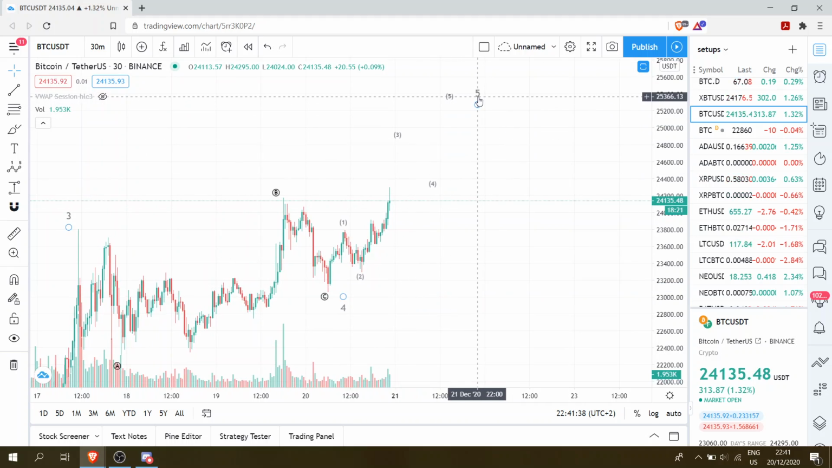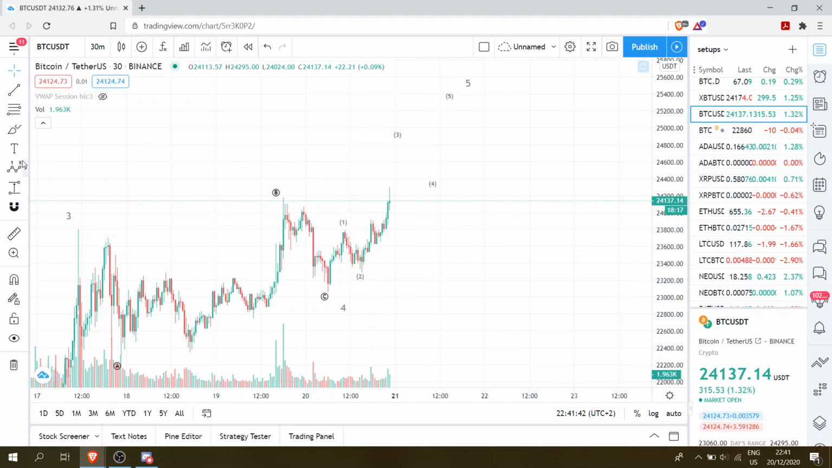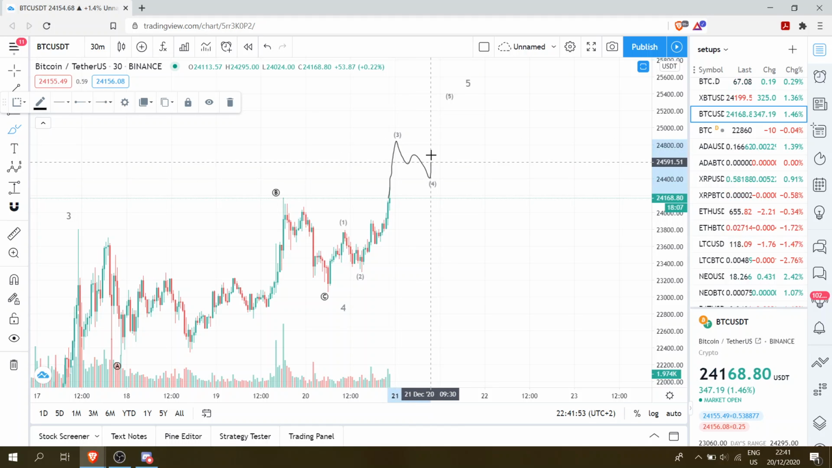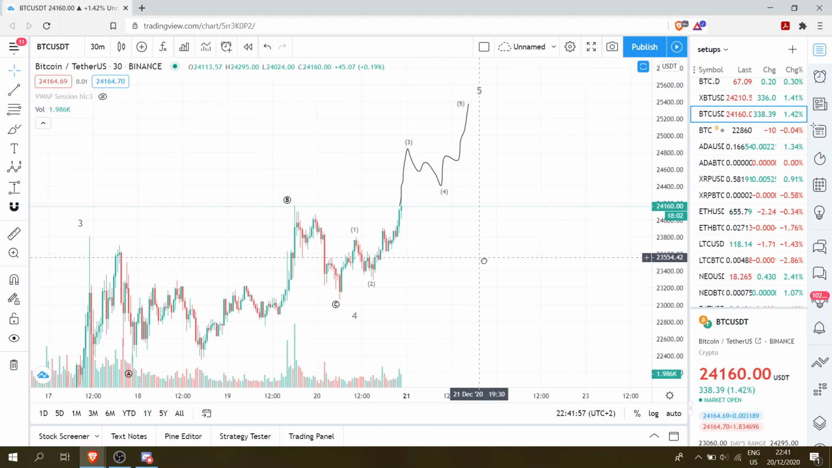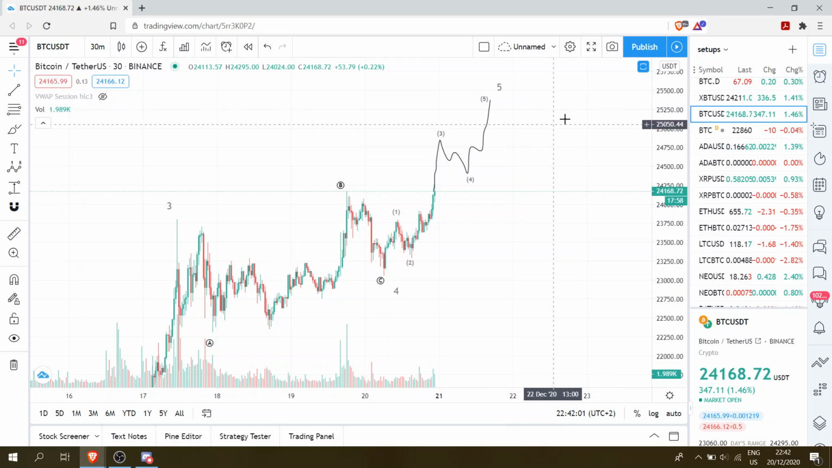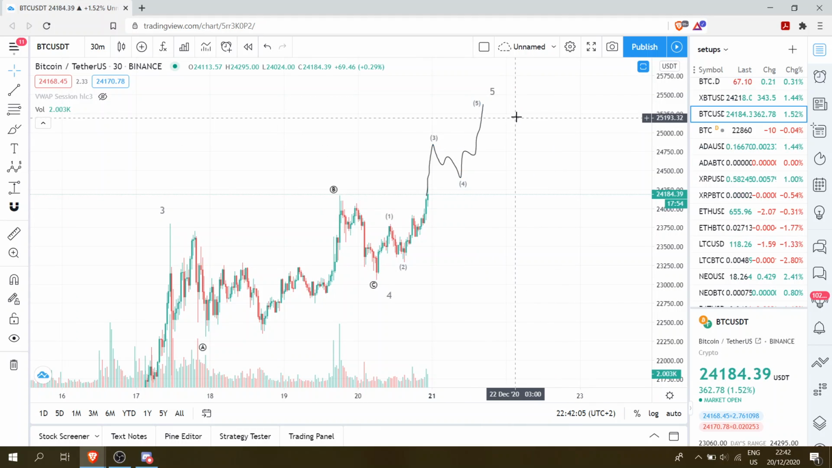I think it's looking quite nice. Basically we still have a lot of room to go higher. This is what I'm trying to say here. Third wave, the fourth wave, and then the fifth wave. This is what I'm looking for at this point: 25k, give or take $200.